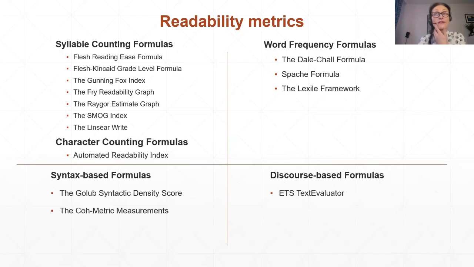And one recent formula, the ETS Text Evaluator, can be described as a discourse-based formula, where the initial step in the assessment of the readability level is the genre determination, and it helps to target the readability testing, so the tests that follow are different for different genres. For example, a marketing copy has different modificators from a children's short story.